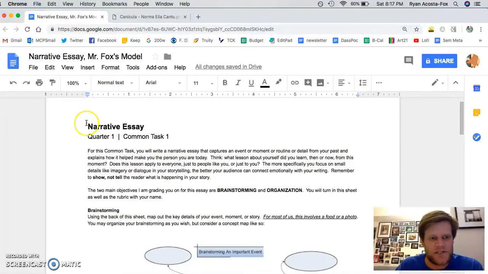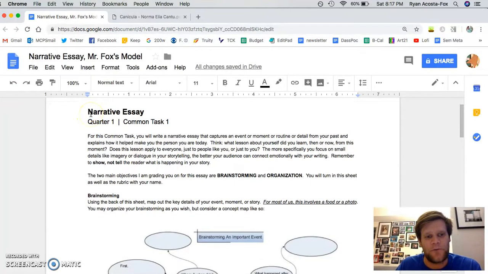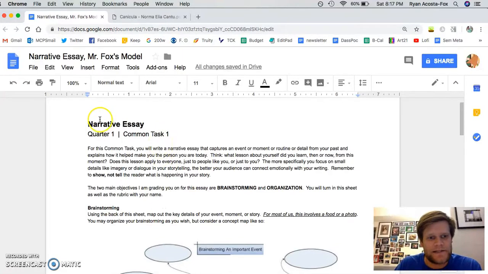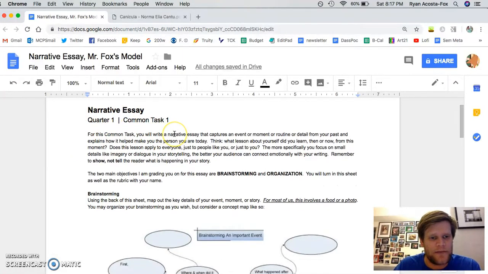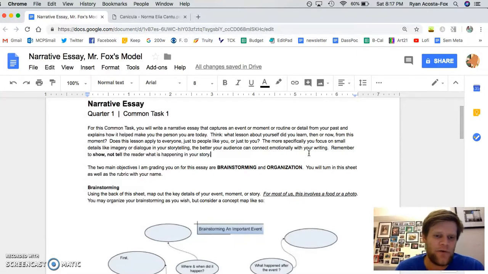You'll notice this is the sheet that you have in front of you, or that I should have given to you if you were absent. Okay, so you look at the front side and it says narrative essay, quarter one, common task one. And here's just a little bit of instruction that I do want to read through. It says, for this common task, you're going to write a narrative essay that captures an event or moment or routine or detail from your past and explains how it helped make you the person you are today.